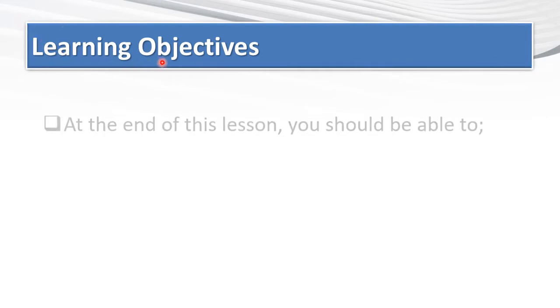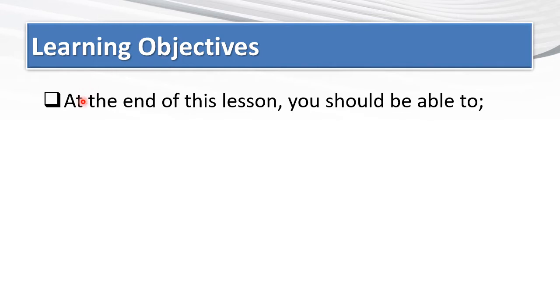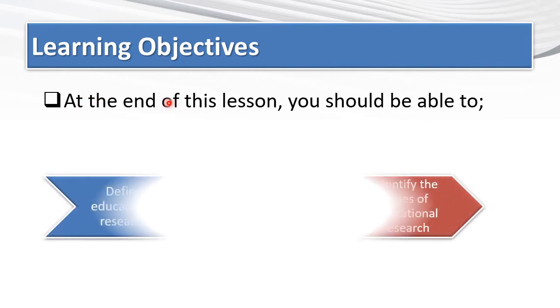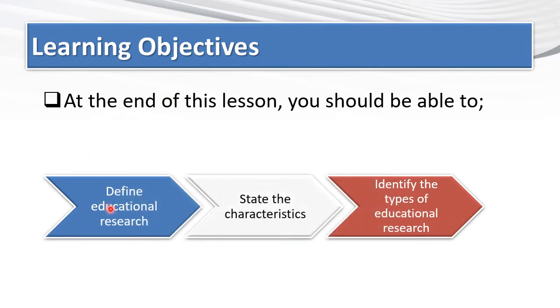So, what are the learning objectives of this lesson? At the end of this lesson, it is believed that you would be able to define educational research, state the characteristics, and lastly, identify the types or the classification of educational research.